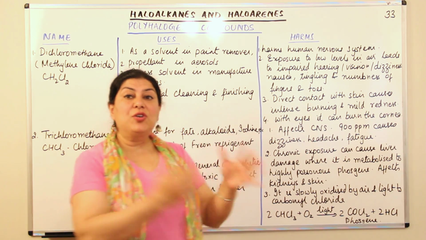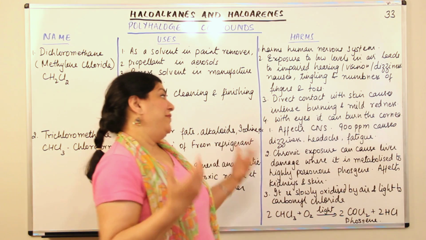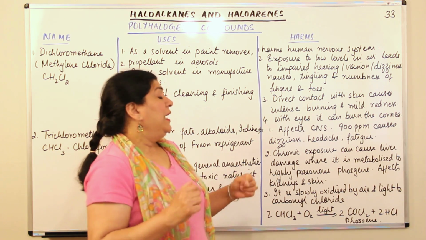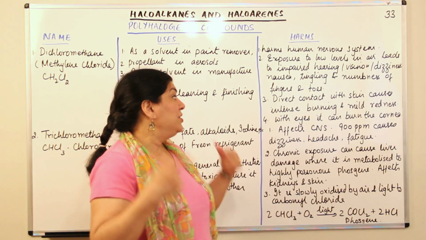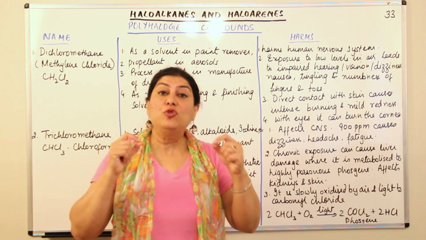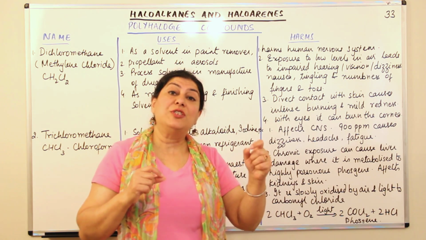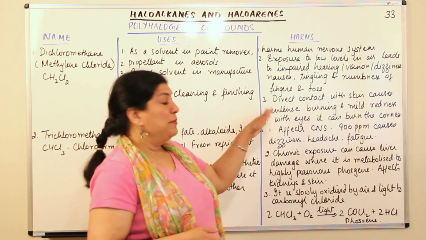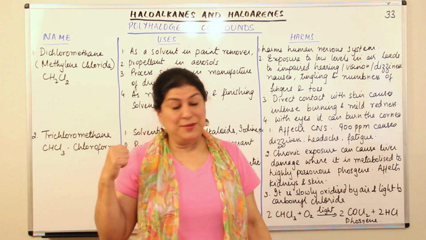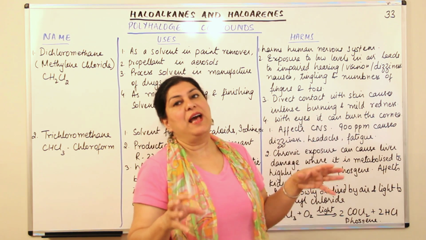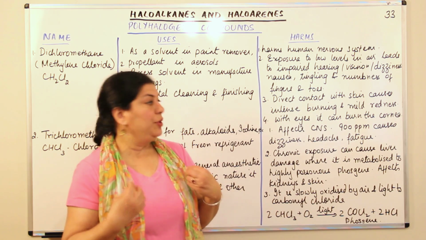If you have a direct contact with your skin, it affects the skin. It causes burning, it causes a mild redness. If it comes in contact with your eyes, the eyes will start burning, and the burning would be so severe that it can actually cause the burning of the cornea. You can lose your eyesight simply because of exposure to this. So as vapors or even in air, this can have really toxic effects on the human body.